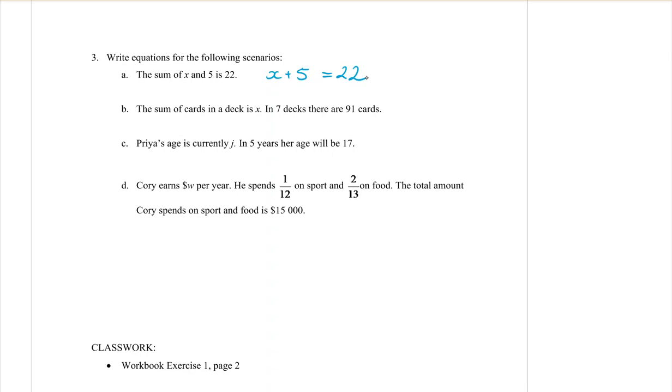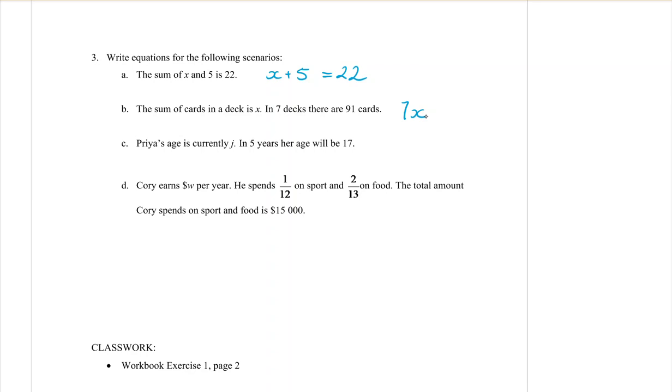Part B. The sum of cards in a deck is X. Okay, so if I was to count up all the cards in the deck, it's X. In 7 decks, there is 91. So even though there is that word sum there, I am not summing the 7 with the X. If I have 1 deck of cards, I would have X cards. So if I have 7 packs of cards, I'm going to have 7 times X or 7X. We'll try to trick you with the wording a little bit sometimes.